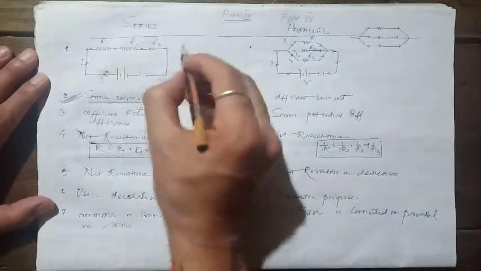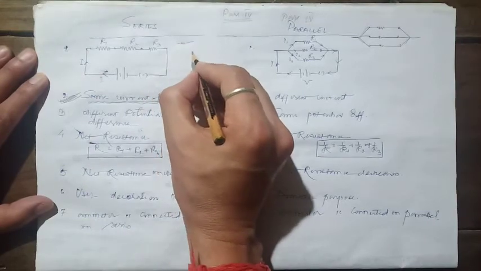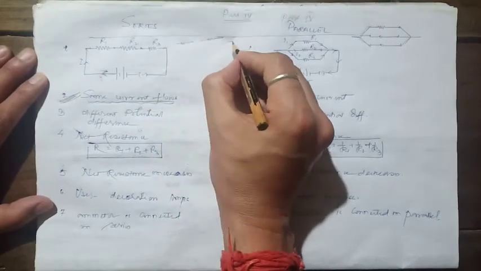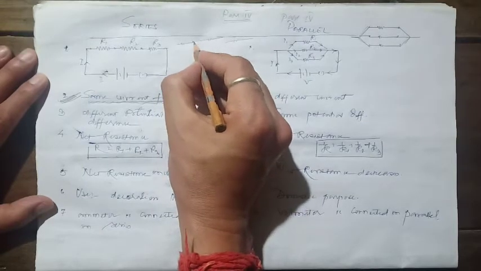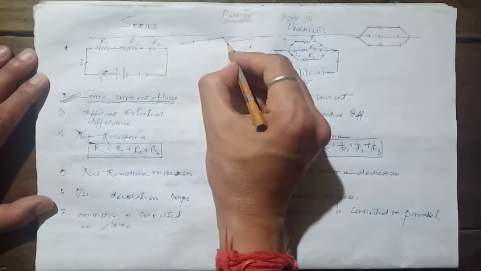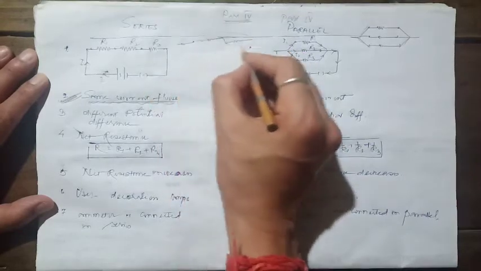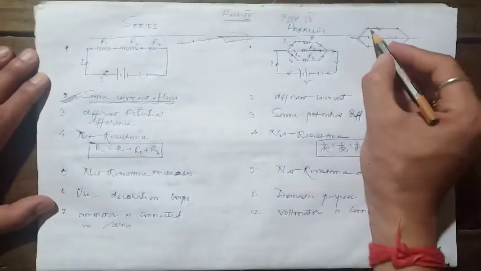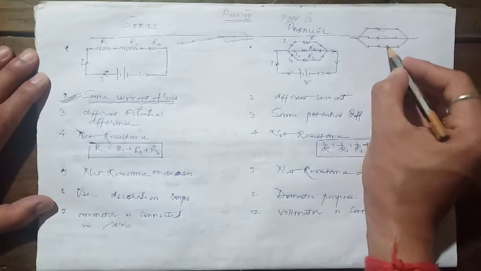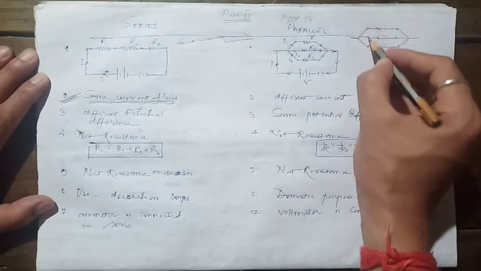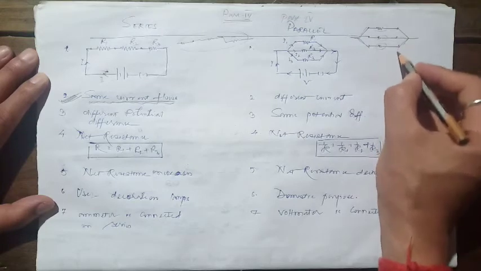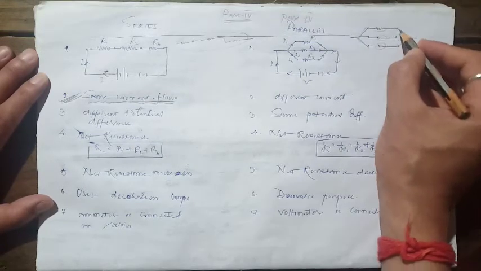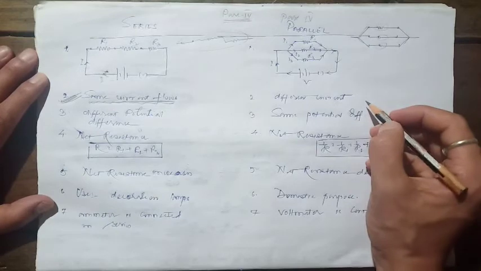What happened in the case of a series connection? Suppose I have resistor 1, resistor 2, and resistor 3. Here one point is connected to the next, and this point is connected to this point. Such a connection is called a series connection. But what happened here? In these three resistors, the first point of every resistor is connected to one common point, and the second point of every resistor is connected to a second common point. Such connections are said to be parallel connections.